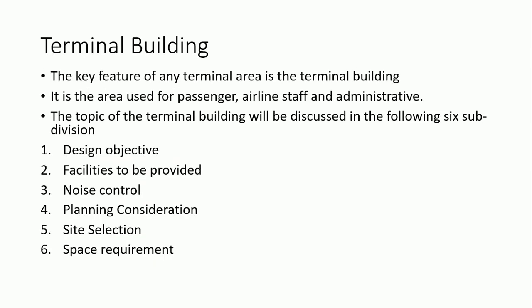Next is terminal buildings. We can say that the key feature of any terminal area is the terminal building. It is the area used for the passengers, airline staff and administration. The topic of the terminal building will be discussed in the following six subdivisions. First is the design objective. The second is the facilities to be provided. The third is the noise control. The fourth is the planning consideration. The fifth is the site selection. And the final one is the space requirement.